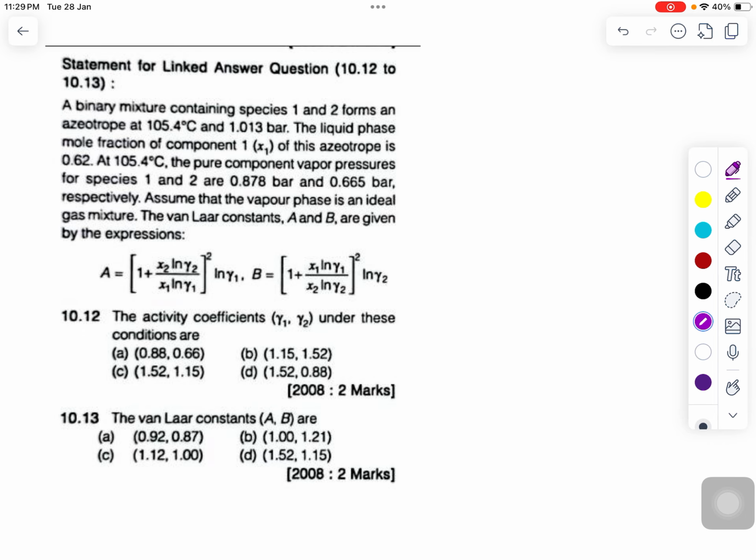This is based on some kind of models in solution thermodynamics. In a binary mixture containing species 1 and 2 in the form of azeotropes, when we talk about azeotropes, liquid phase composition will be equal to gas phase composition. This is the definition of the azeotrope. Is that clear? The azeotrope is formed at 105.4 degrees centigrade and 1.013 bar pressure, and the liquid phase mole fraction of the component of this azeotrope is 0.62. So the liquid phase composition of the component is given to you, that is 0.62.